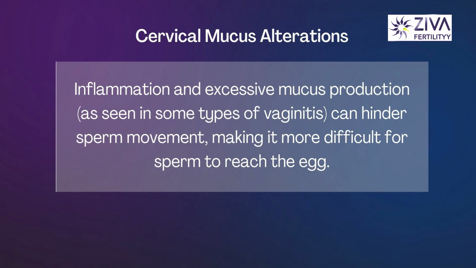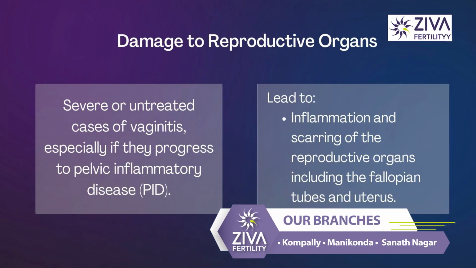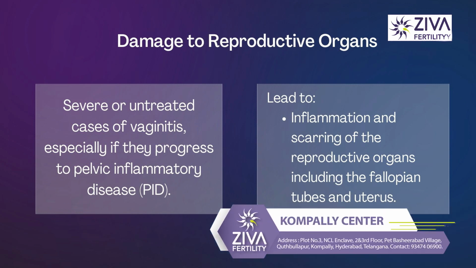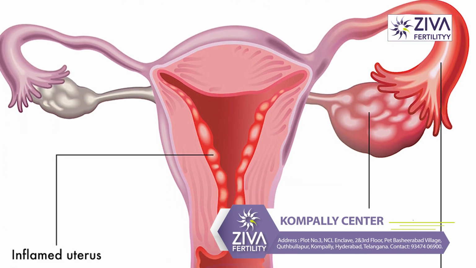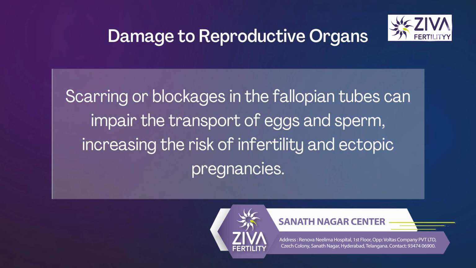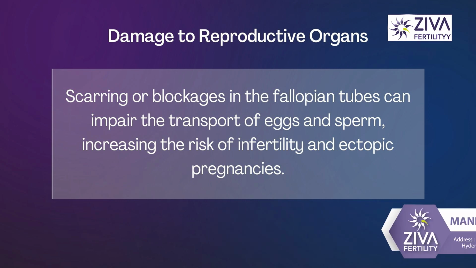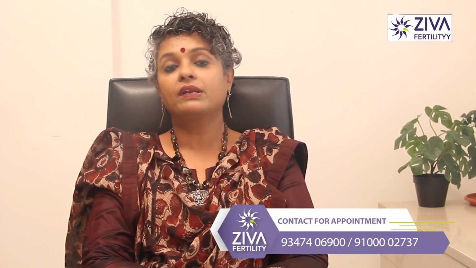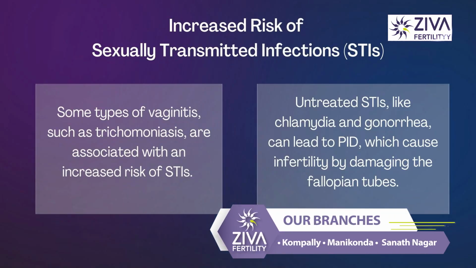The next effect it can have is damage to reproductive organs. Severe or untreated cases of vaginitis, especially if they progress to pelvic inflammatory disease, also called PID, can lead to inflammation and scarring of the reproductive organs, which include fallopian tubes, uterus, etc. Scarring or blockages in fallopian tubes can impair the transport of eggs and sperms, and increase the risk of infertility and also ectopic pregnancies. Vaginitis can also increase the risk of sexually transmitted infections.